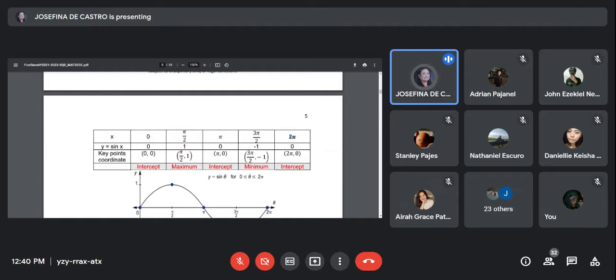Yung period, hahatiin mo. Ibig sabihin, yung isang cycle niya ay hanggang 2 pi, from 0 to 2 pi, hahatiin mo yun sa 4. And then yung makukuha mong value doon, yun yung i-add mo per degree sa bawat intervals mo. Okay? And then, you can remember the keywords.